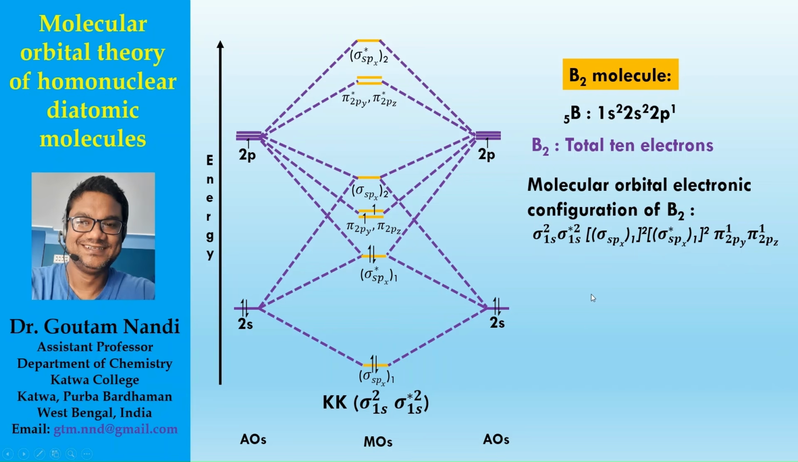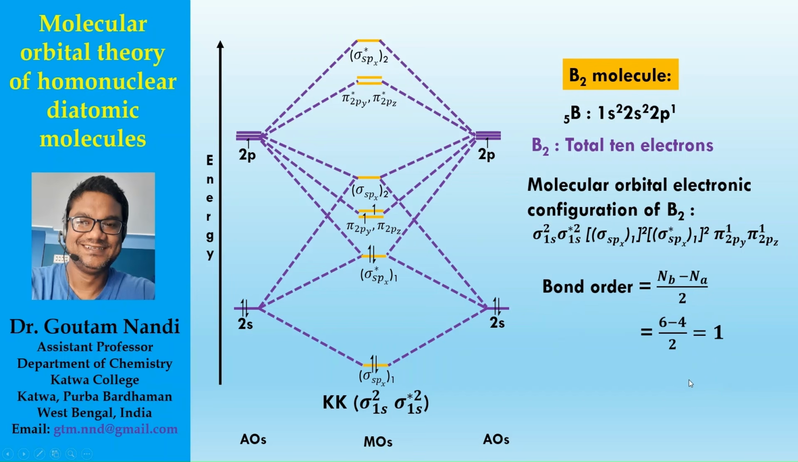So now you calculate the number of electrons in the bonding molecular orbitals. This will be 2 plus 2, then another 1, 1. So total electrons will be 6 in the bonding molecular orbitals, and total electrons in the antibonding molecular orbitals will be 2 plus 2, that is 4. So what will be the bond order? It will be 6 minus 4 divided by 2, and that will give the bond order of 1 for B2 molecule.